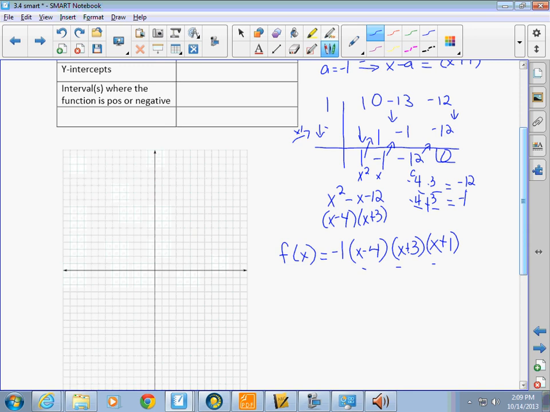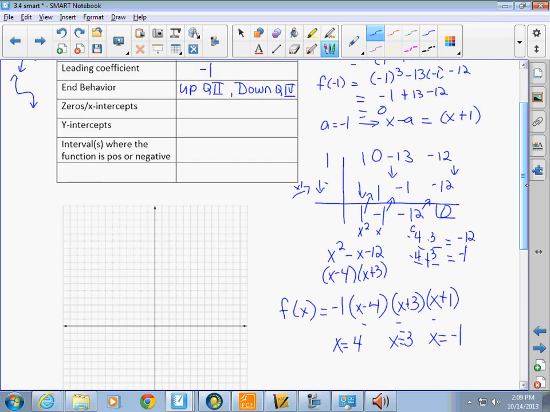So my zeros are going to occur at x is equal to 4, x is equal to negative 3, x is equal to negative 1. So again, all I've done is just moved my number to the other side of the equation. So my zeros or my x-intercepts are at x is equal to negative 3, negative 1, and 4.